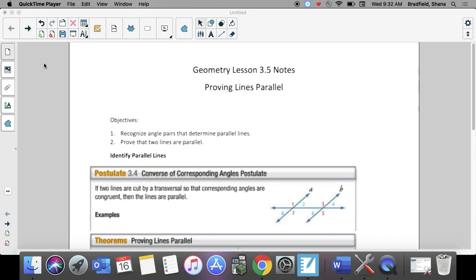All right, we're going to talk about proving lines parallel. The objectives are to recognize angle pairs that determine parallel lines and prove that lines are parallel.